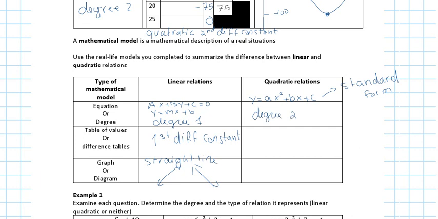What do we know in the table of values? So the second difference is constant. And the graph is going to be a parabola. It's a parabola, okay? So it could look like this or down, opening downward.